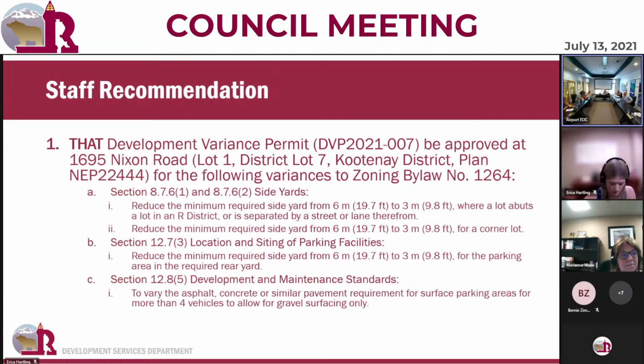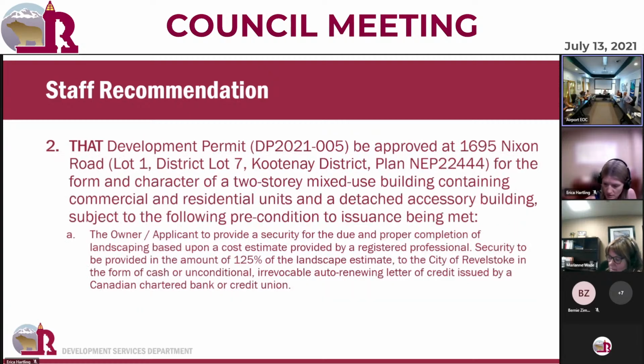Thank you. So we're moving on to item number 2, the development permit. Does someone want to put that on the table for me, Councillor Charlotte? The development permit DP 2021-005 be approved at 1695 Nixon Road as in the package. Great, thank you. Do I have a seconder, please? Councillor Burksville. Any discussion on this motion?